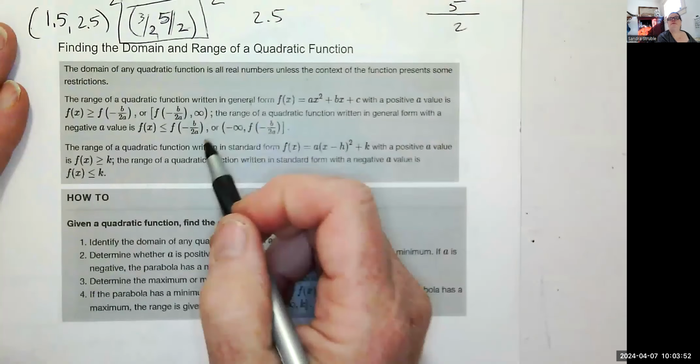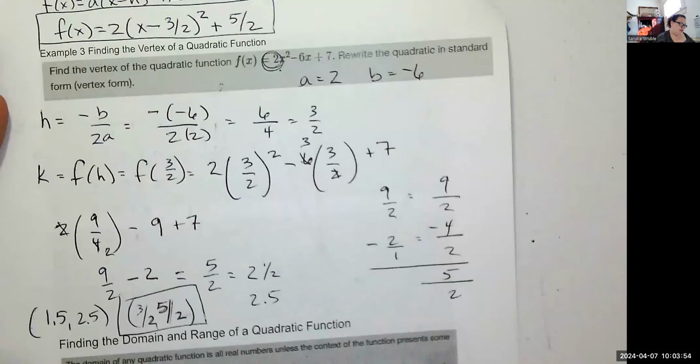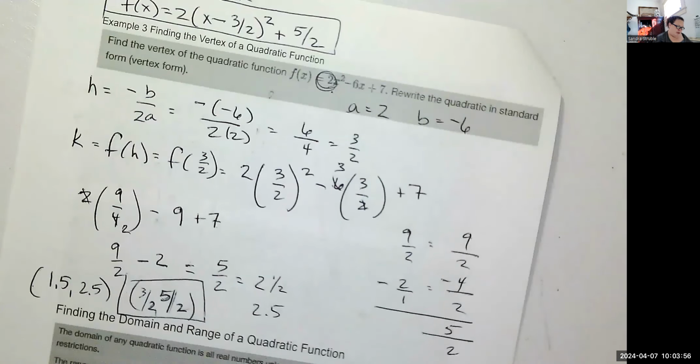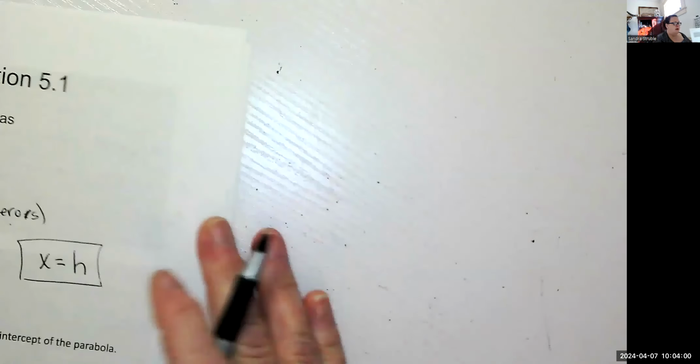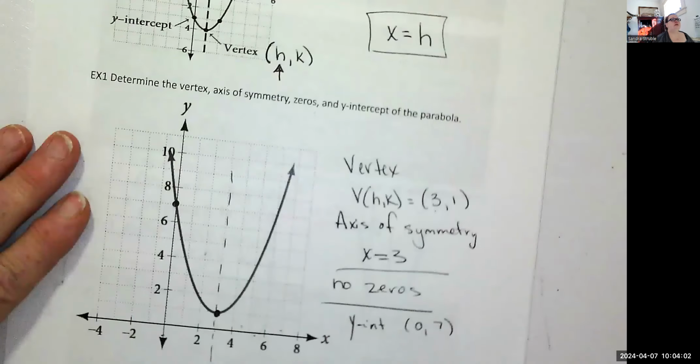All right, and then we're going to talk about domain and range. So I want to go back. If we're going to do domain and range, let's go back and talk about the ones we've already done. I'm going to pause real quick because I need a sip of coffee.